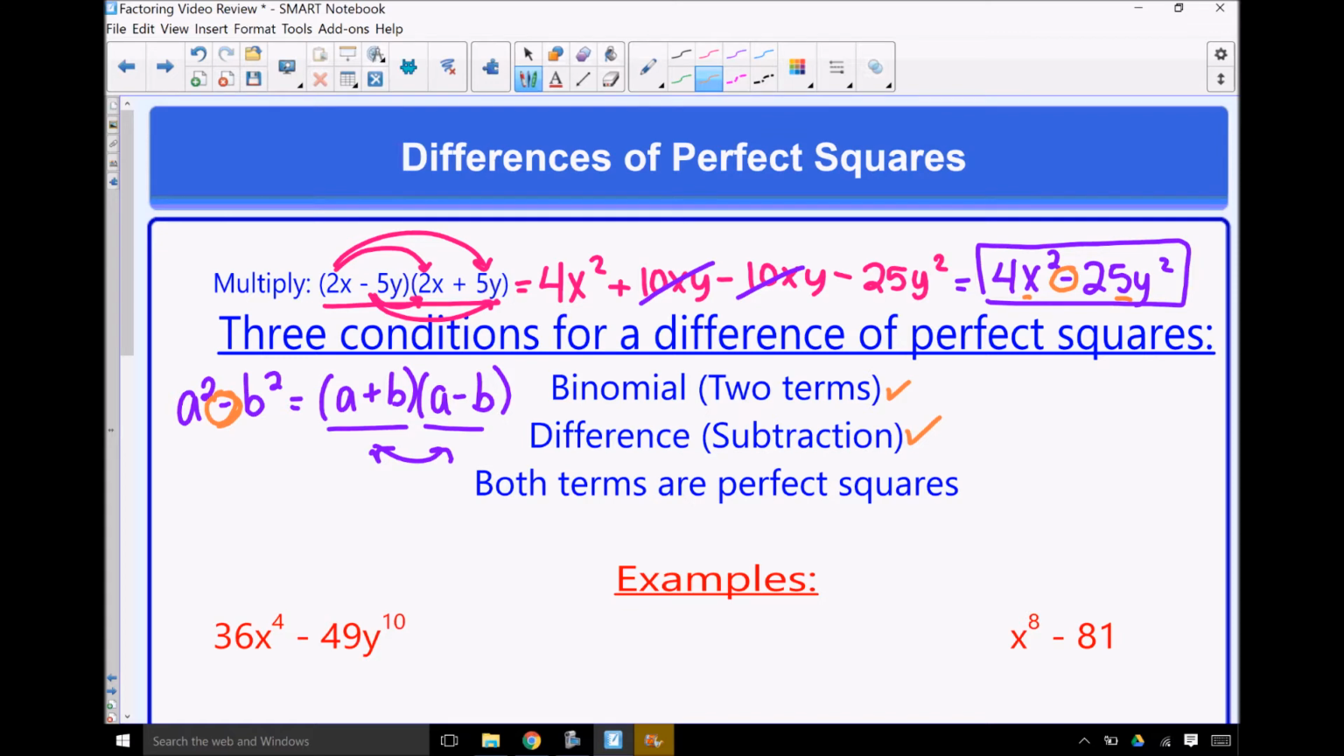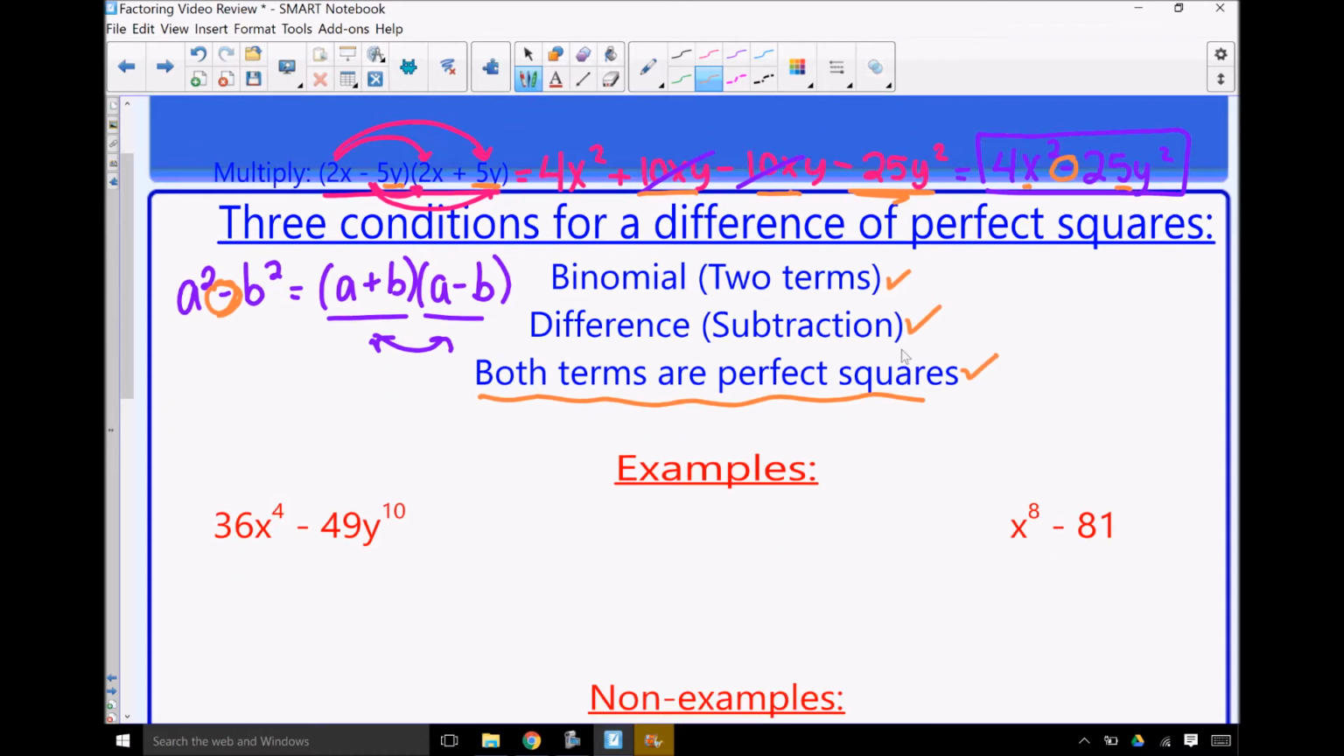And the reason why is because in order for this term and this term to cancel each other out, one has to be positive, one has to be negative. But to get these two terms, we're doing some multiplication, which means that one of these terms also has to be positive, the other one has to be negative, meaning that one of these numbers here has to be a negative value. So they cannot be the same sign, basically. Okay? And then finally, both terms have to be perfect squares. So let's look at some examples, and then we're going to look at some non-examples.